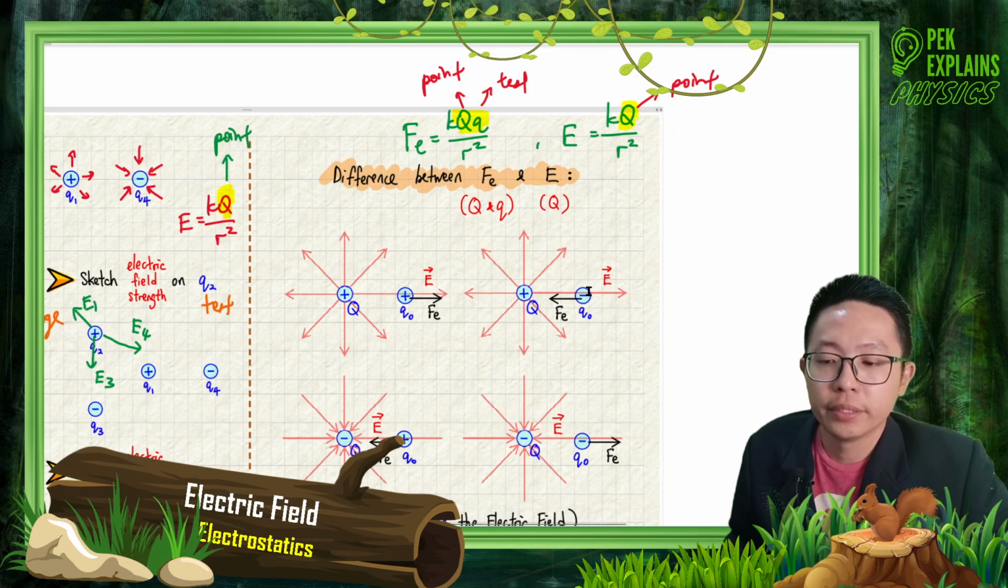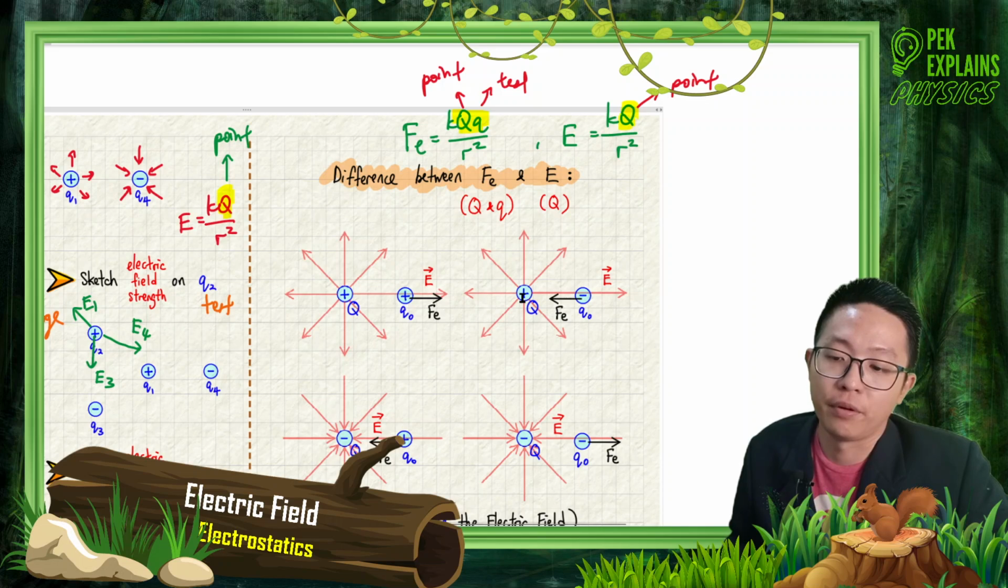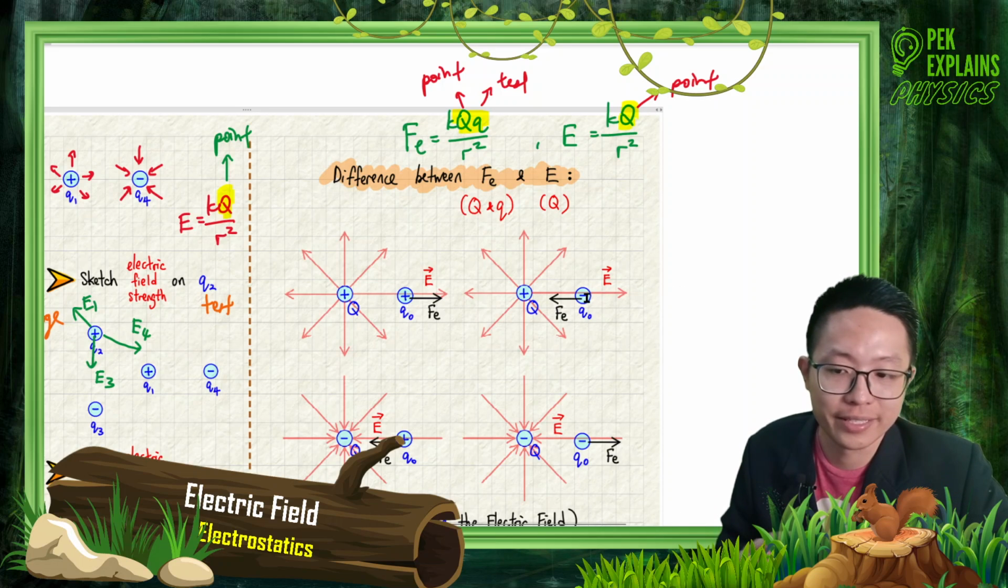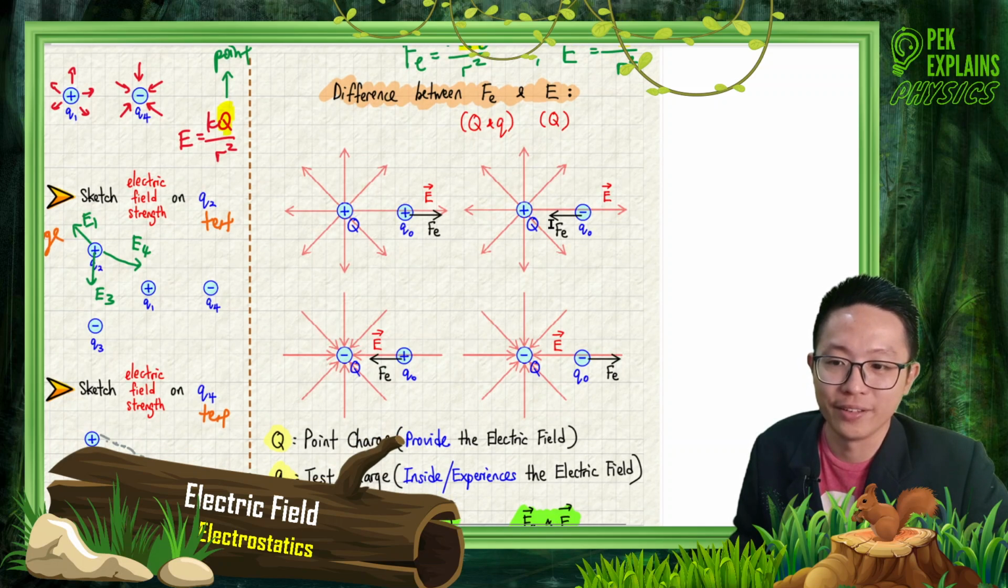But the electric field on the test charge is provided by the point charge. For the electric field, we only look at the point charge. Because the point charge is positive, the electric field is going away from the point charge. So at the position of Q naught here, the electric field is to the right instead of to the left. Do you see that? So it's easy. Opposite already. Force and electric field, opposite direction.